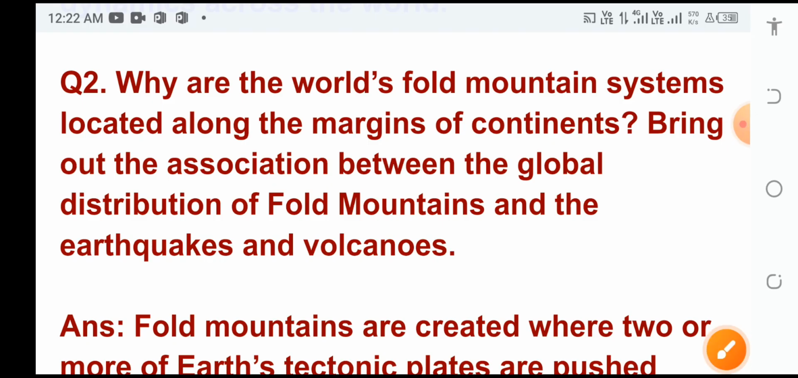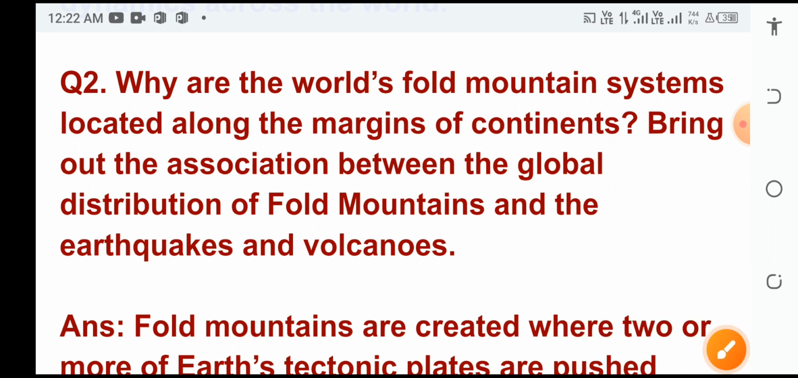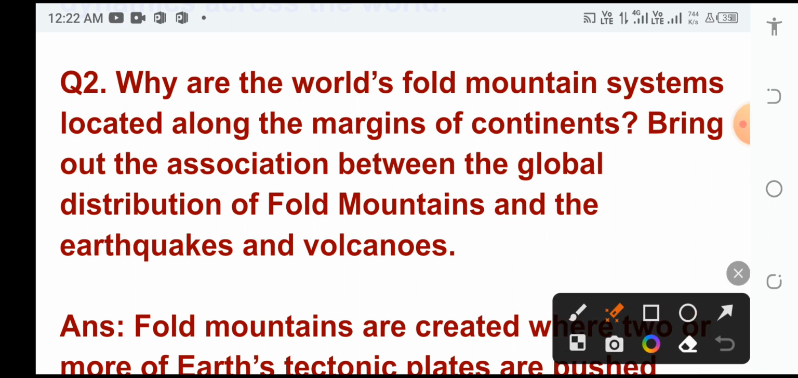This question was asked in UPSC previous year 2014, and the question is asking: why are the world's fold mountain systems located along the margin of the continent? Bring out the association between the global distribution of fold mountains and earthquakes and volcanoes.